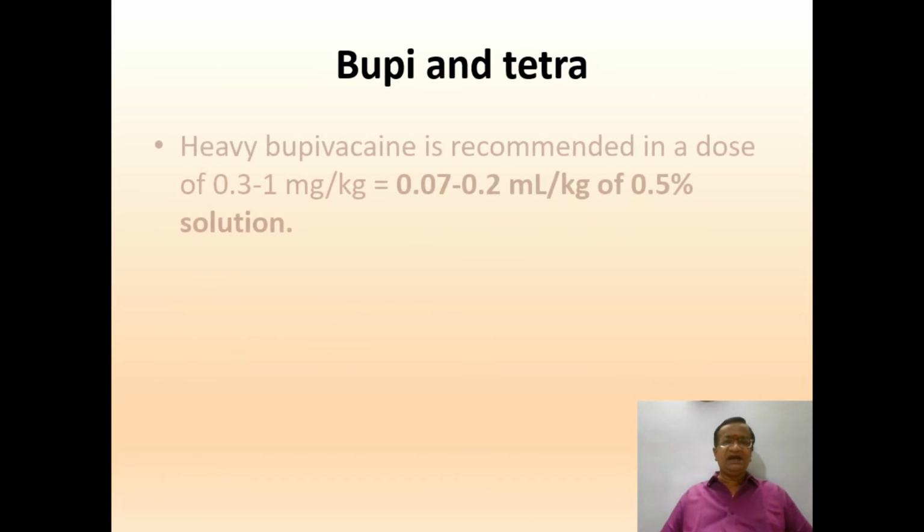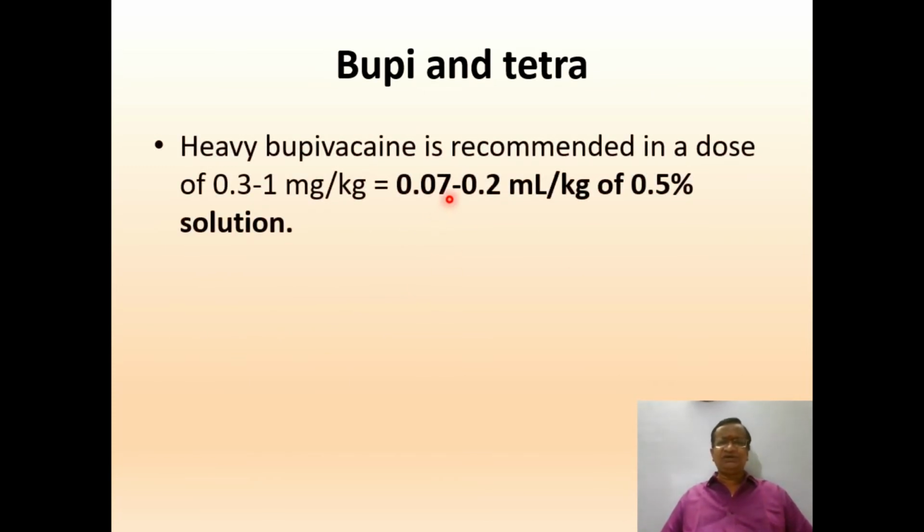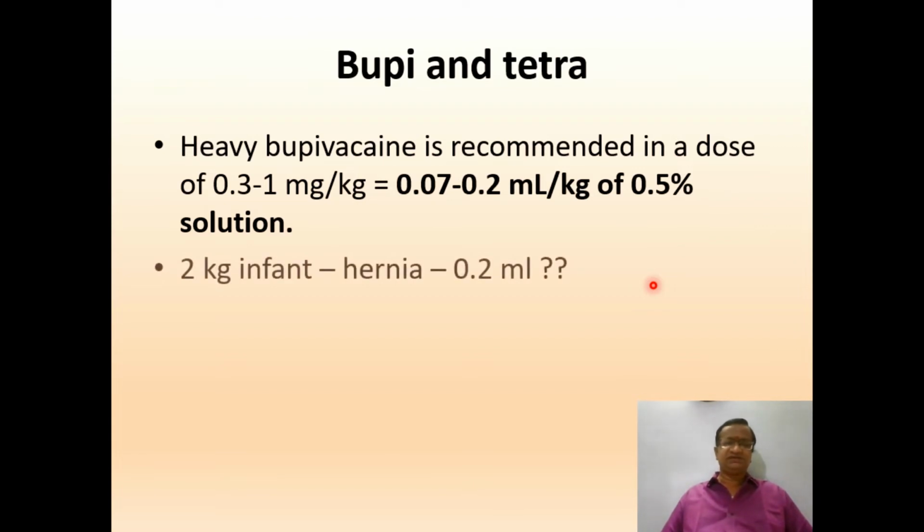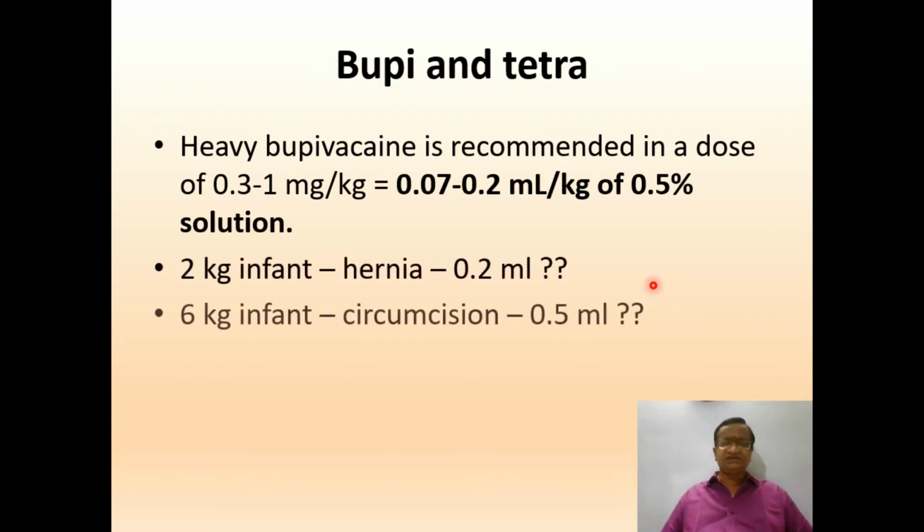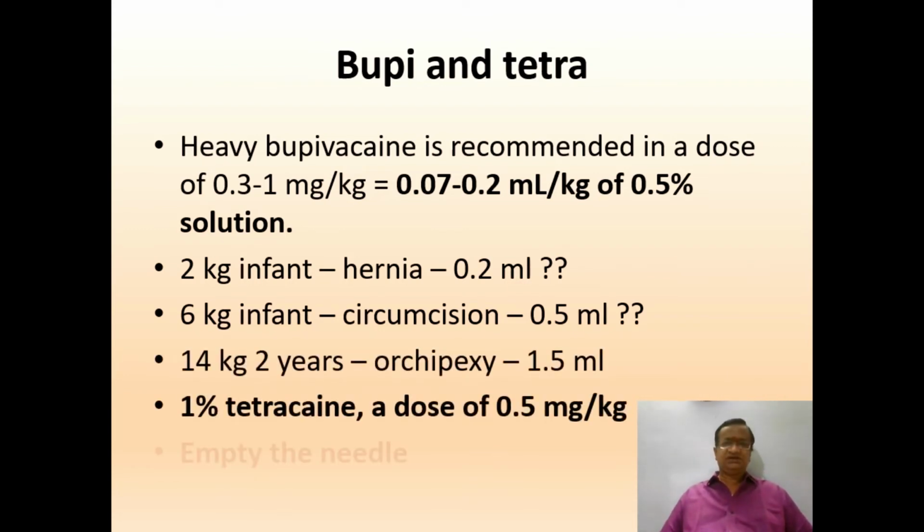Heavy bupivacaine 0.07 to 0.2 ml of 0.5%. Can we remember all these things? For a 2 kg infant. For 6 kg, if you calculate this, it will be 0.5 ml. There are so many formulas. You have to empty the needle by giving 0.1 ml or 0.2 ml of air.